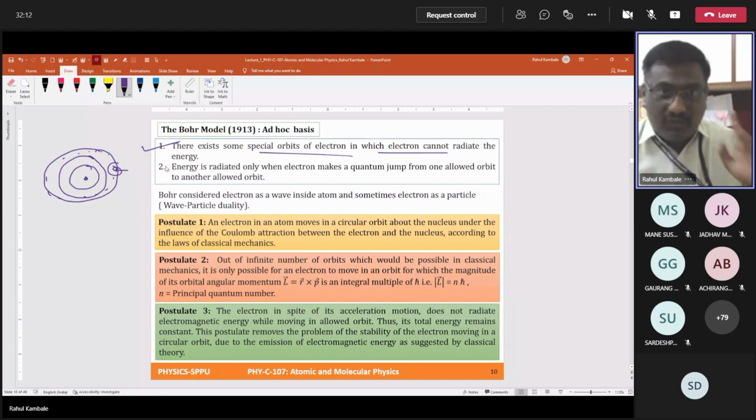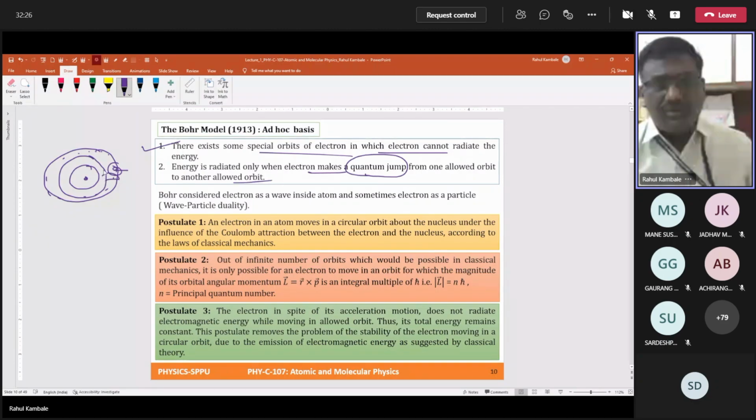But energy is radiated when electron makes a quantum jump from one allowed orbit to another allowed orbit. That is what he said. Means this to this only. It is not like that.